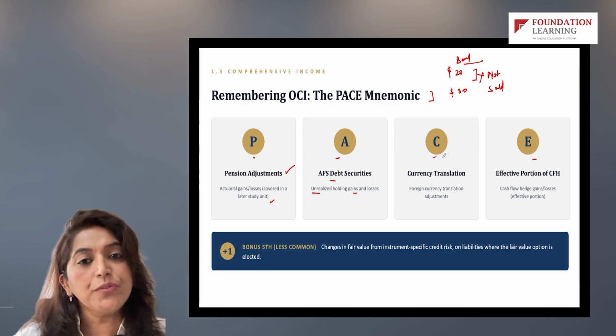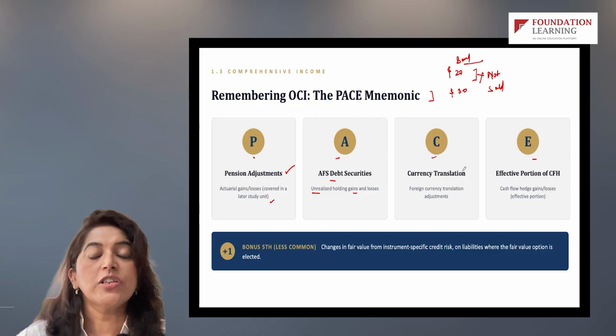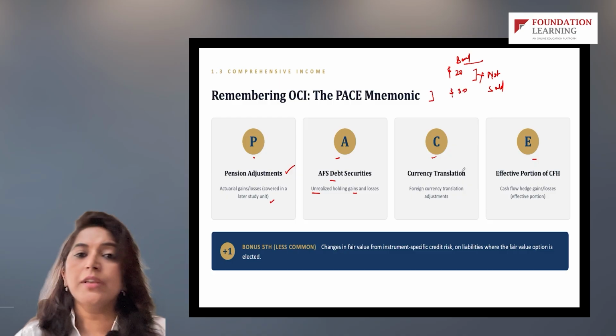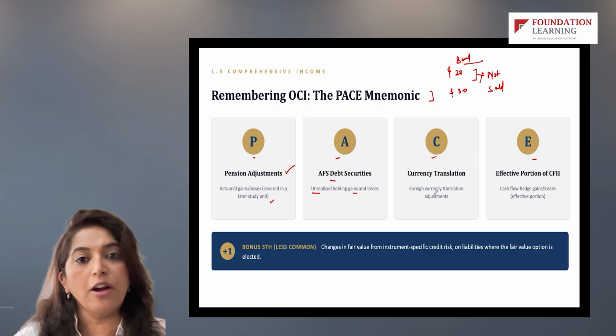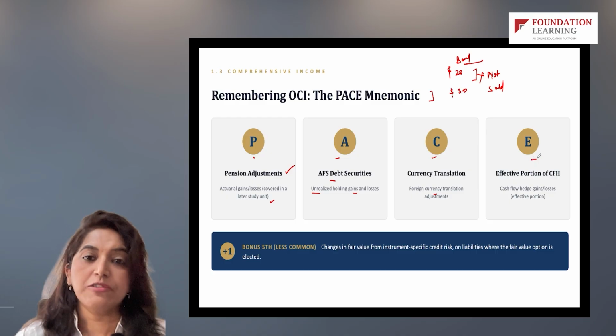Now when we move on to C, we discuss this in short. Currency translation under consolidation. If there is any fluctuation in foreign currency rates of the parent with the subsidiary during the year, any gain or loss is parked under C of the mnemonic for OCI, right? Last one is effective portion of cash flow hedge.